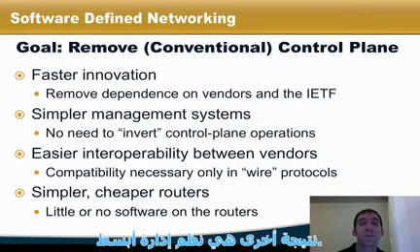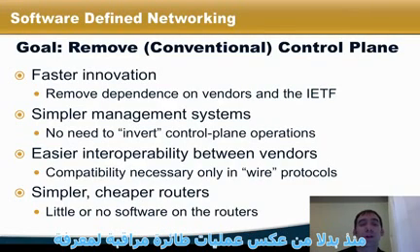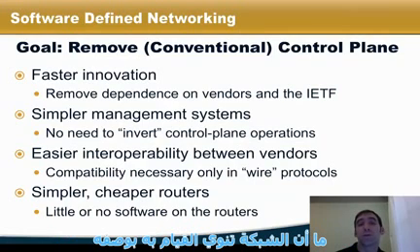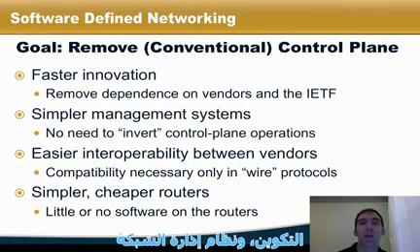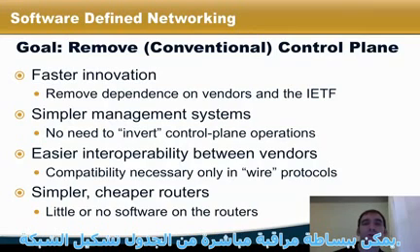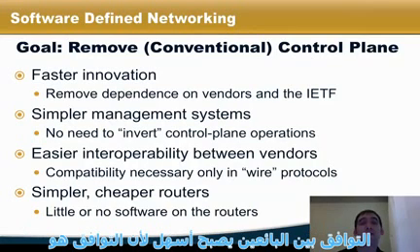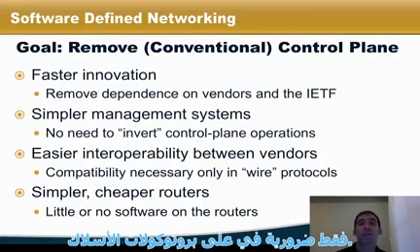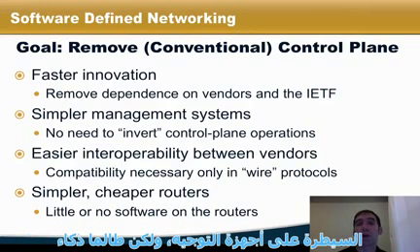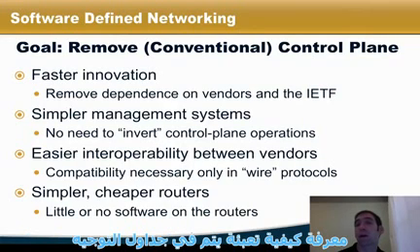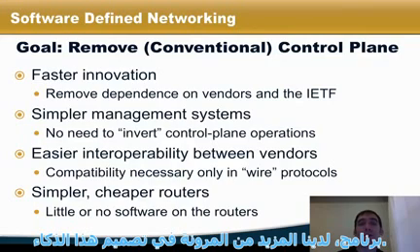Another consequence is simpler management systems, since instead of inverting control plane operations to figure out what the network is going to do as a result of a particular routing configuration, the network management system can simply directly control the forwarding table of the network. Interoperability between vendors becomes easier because compatibility is only necessary in the on-the-wire protocols. For example, a protocol like BGP could be used to control the routers, but as long as the intelligence of figuring out how to populate routing tables is done in software, we have much more flexibility in designing that intelligence.